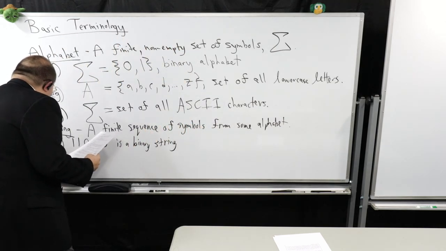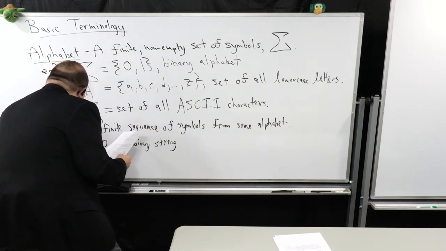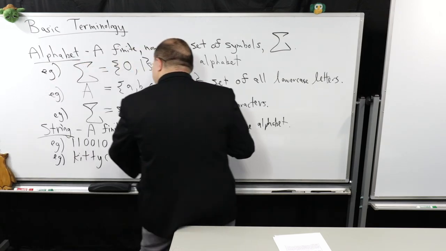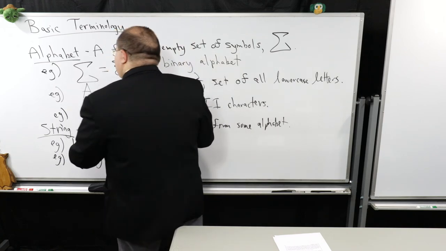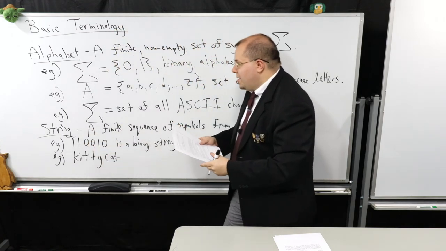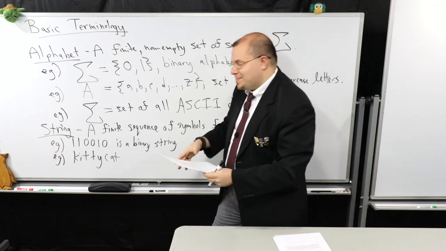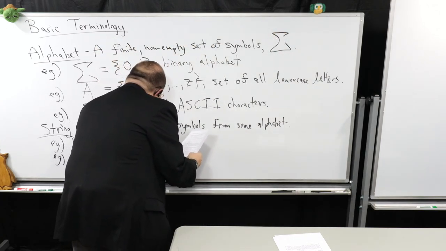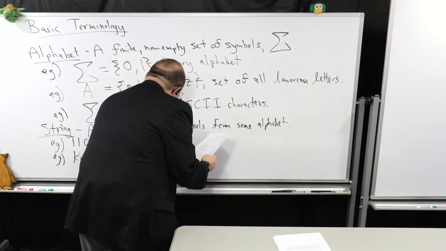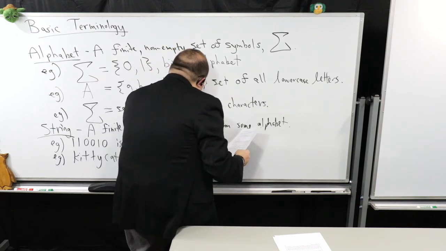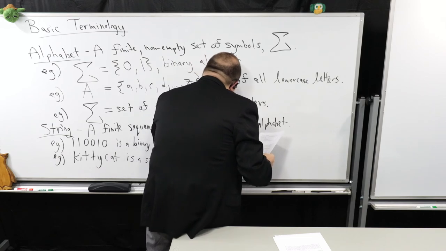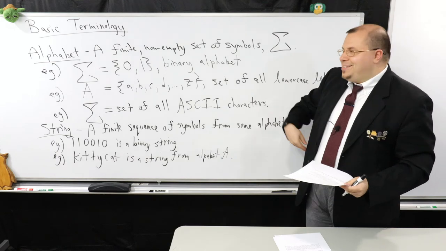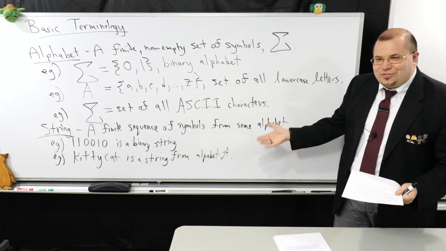Let's see, here's another one. If I give you a kitty cat, like this, you would know that this is a string using symbols from A. For example, is a string from alphabet A.